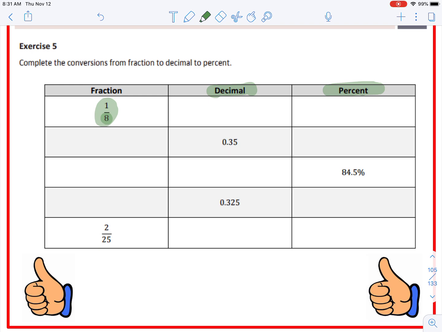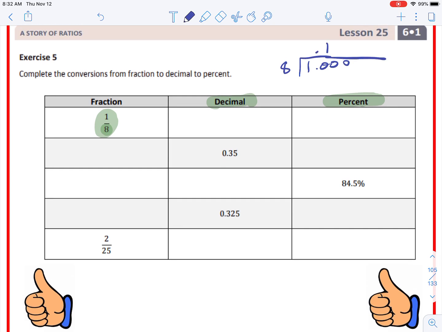Okay, guys, you should have paused the video, and we are now going to go over these together. 1/8, when you would have divided 1 by 8 and added 3 zeros, when you go through this, you would have gotten 0.125 or 125 thousandths. So that is our decimal, and our percent would be 12.5%. Okay? Now, 35 hundredths as a fraction is exactly how it sounds, 35 hundredths, and as a percentage, it is 35%.